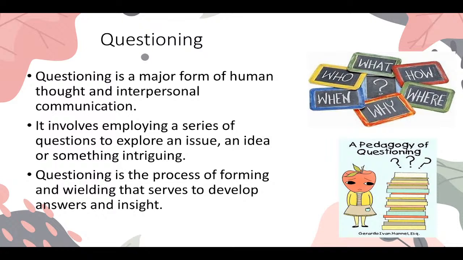Questioning. Questioning is a major form of human thought and interpersonal communication. It involves employing a series of questions to explore an issue, an idea, or something in training. Questioning is a process of forming and wording questions that serves to develop answers and insight.